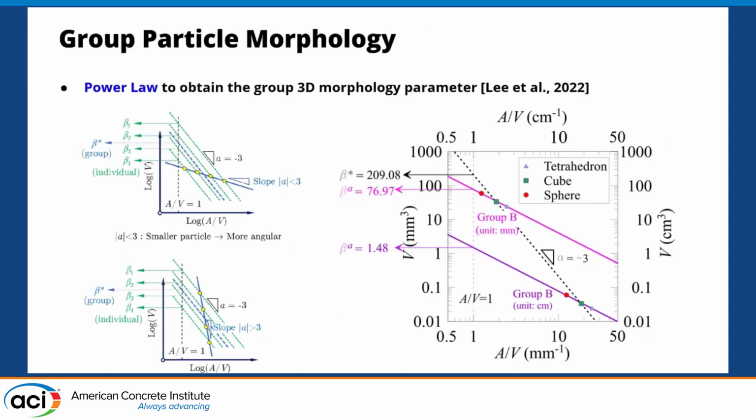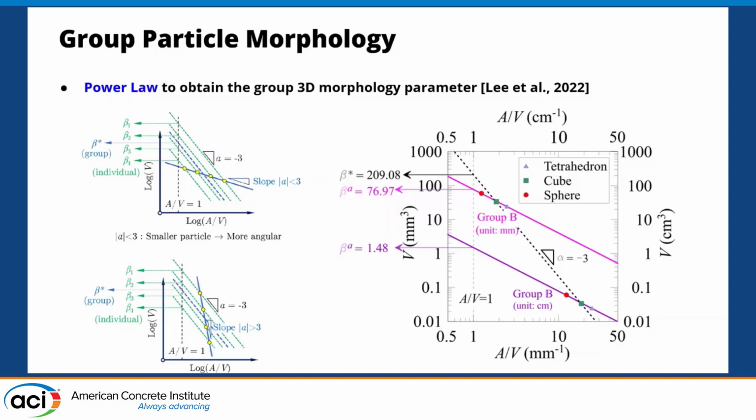And then I'd like to introduce the group morphology. If you really think about the concrete mixture, it has a group of particles. Even if we were able to characterize the individual morphology of the particles, we still need to know the group morphology parameter. There might be many ways to do that, however, this is kind of our proposal.